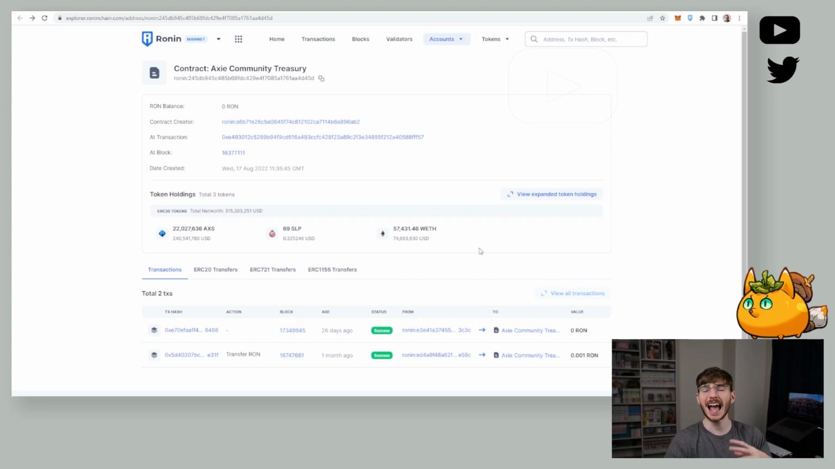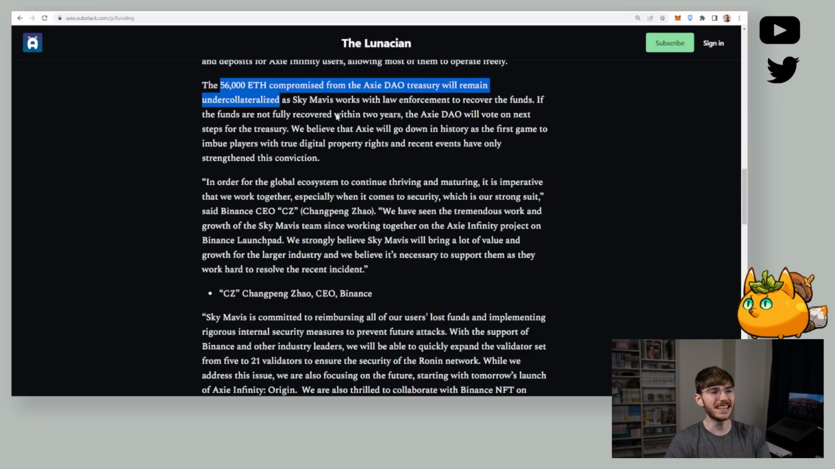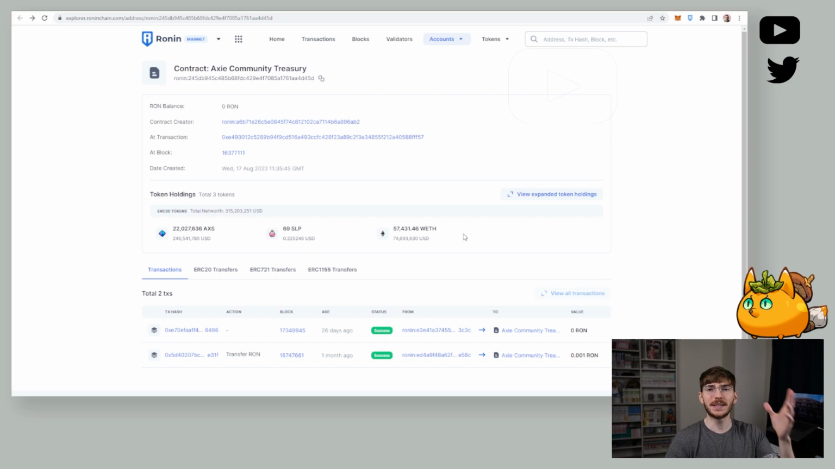The Ronin Bridge was actually hacked for over $400 million. The 56,000 ETH in the compromised Axie DAO is actually under collateralized, which essentially means that these wrapped ETH are supposed to represent a real ETH, but the real ETH is gone, and essentially these wrapped ETH are worthless. So the real number in here is about 1,400 ETH that they've collected since the hack.